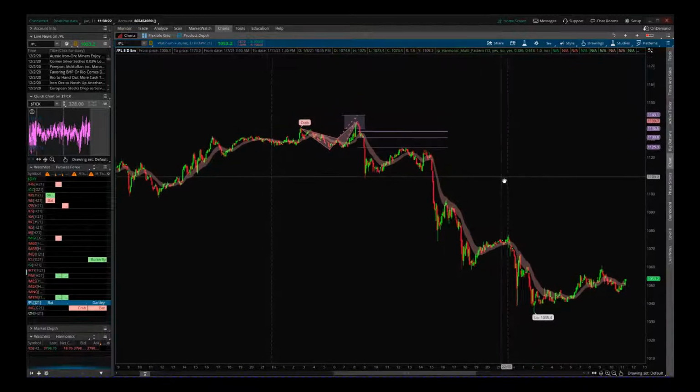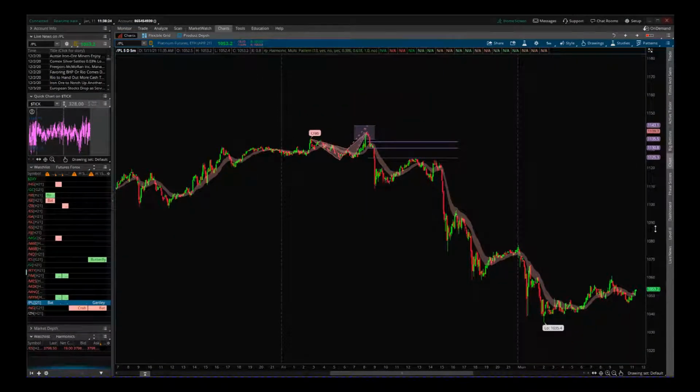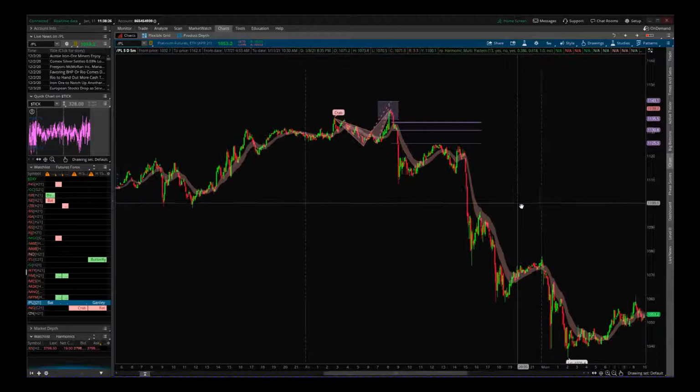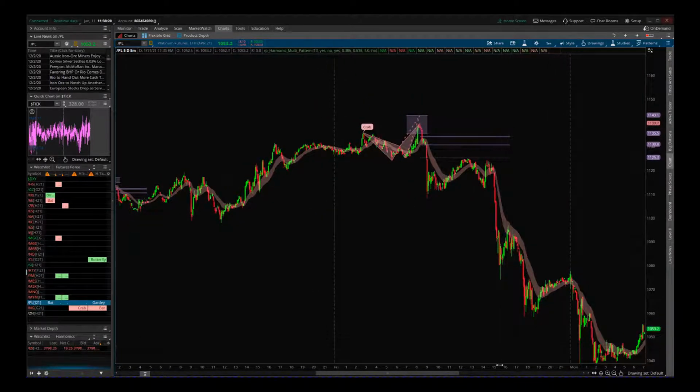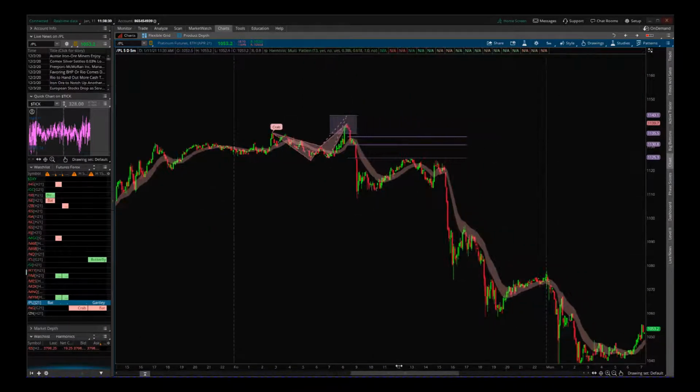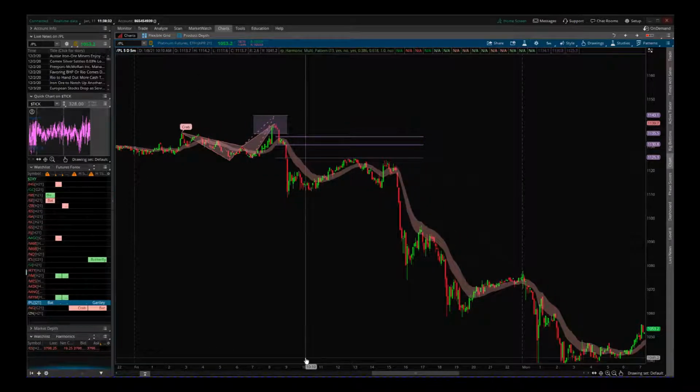I wanted to go through the Auto Harmonic Pattern Recognition software, and we've got it for quite a few platforms now. This is the ThinkorSwim version. I wanted to go through the ideal type of trade on a few different time frames as well.